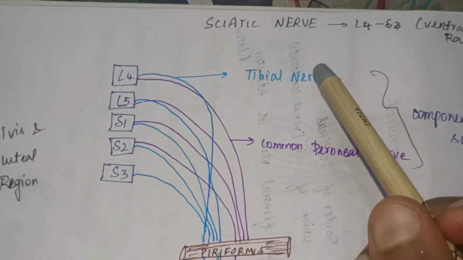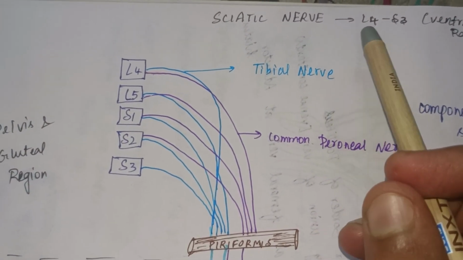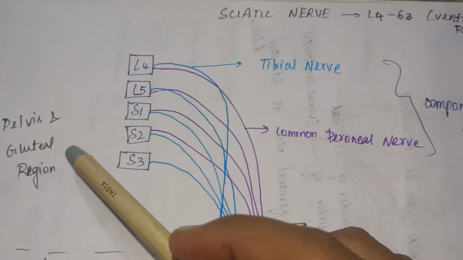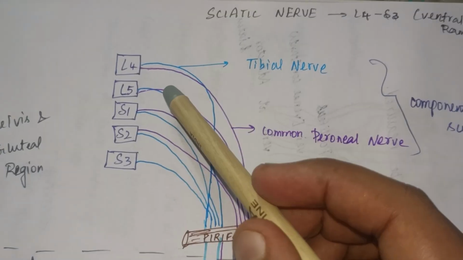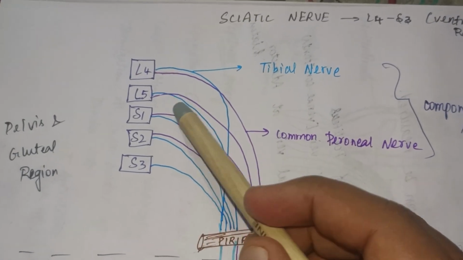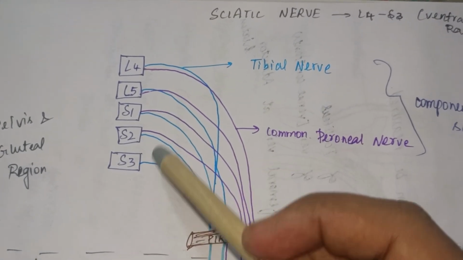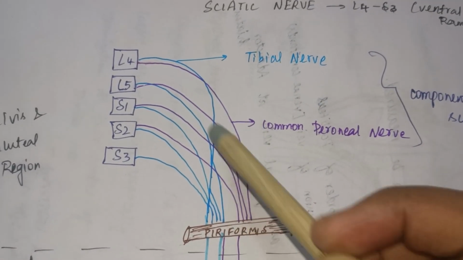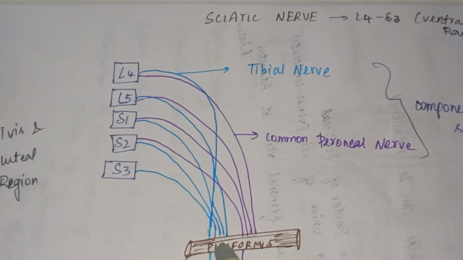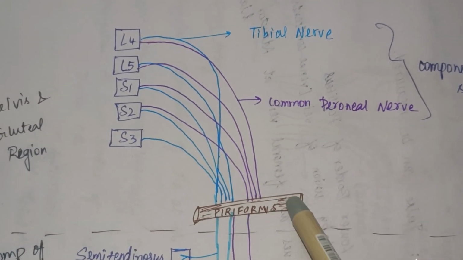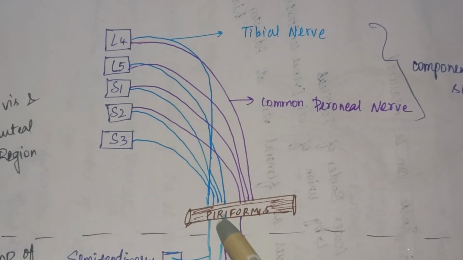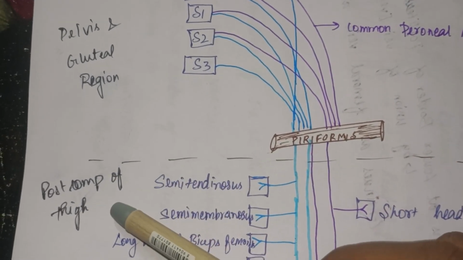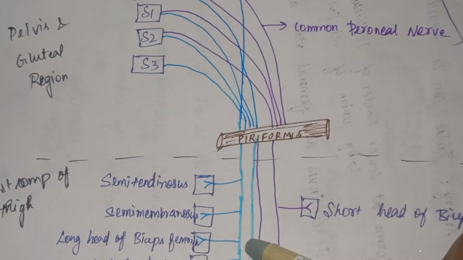So as I already mentioned, sciatic nerve root values L4 to S3: L4, L5, S1, S2, S3 in the pelvis and the gluteal region. So the sciatic nerve originates from these ventral rami. Okay, now the sciatic nerve moves to the posterior compartment of the thigh, piercing the piriformis muscle. Piercing the piriformis muscle, it passes vertically downward to the posterior compartment of the thigh.